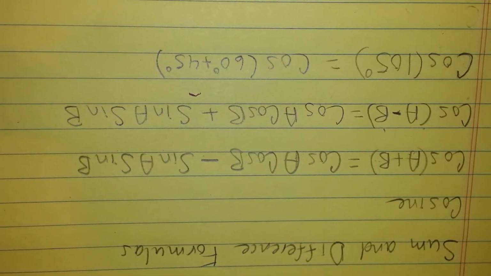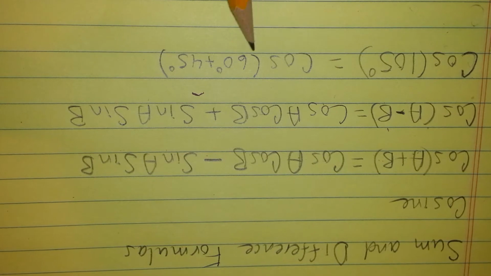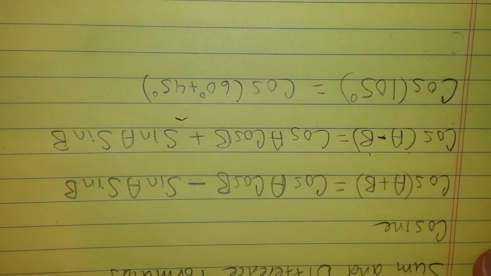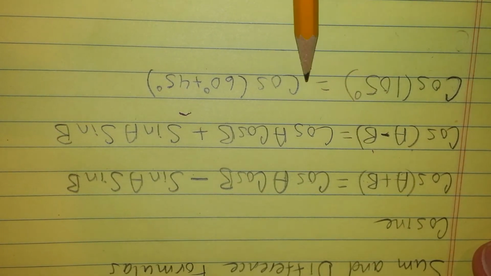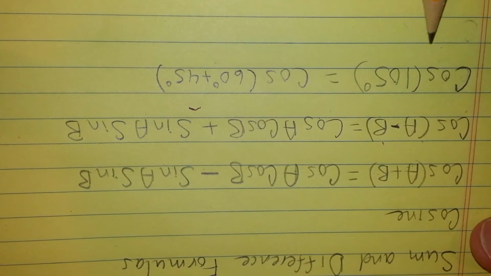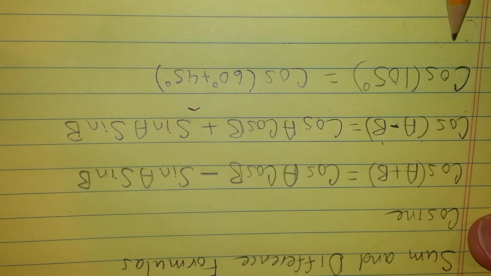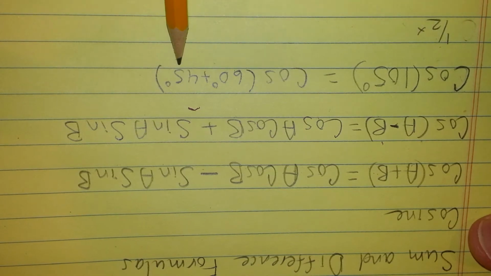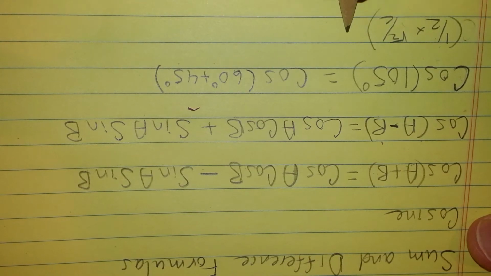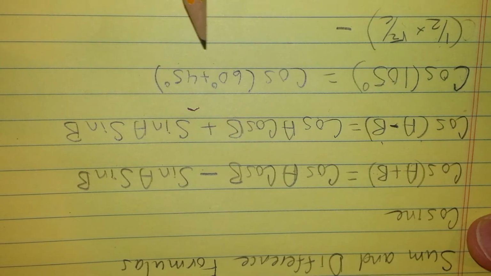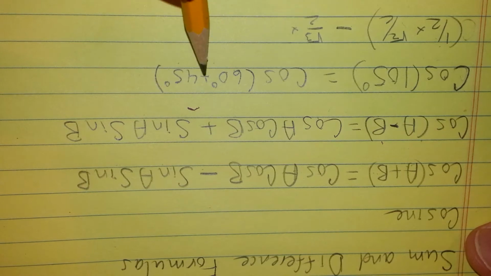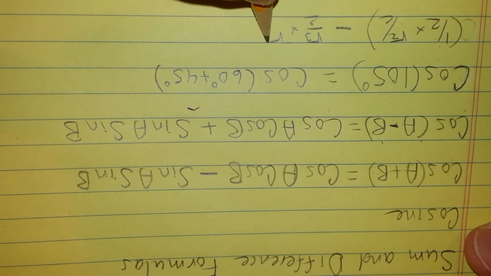Okay? So cosine of 105, I'm going to break that up into cosine of 60 and 45. Those are both cosines that I know the answer to. So I can go ahead and apply my formula of A plus B. Cosine of 60 is 1/2 times cosine of 45, which is root 2 over 2, minus the sine of 60, which is root 3 over 2, times the sine of 45, which is root 2 over 2.